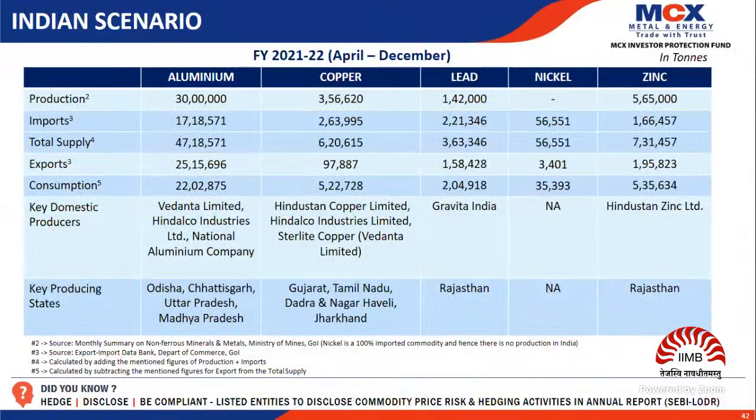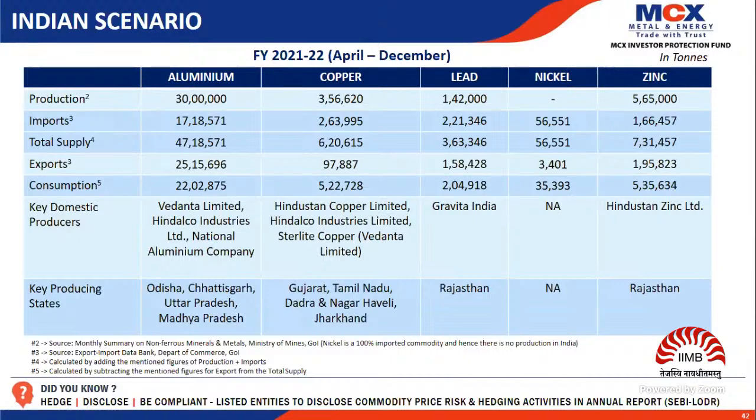If you see this slide, you'll get to know, right? For nickel, there is zero production. India is not a producer of nickel. And the key related companies are the key domestic producers. For example, in aluminium, Vedanta is an aluminium producer, and Hindalco. These are all companies we have heard of, right?